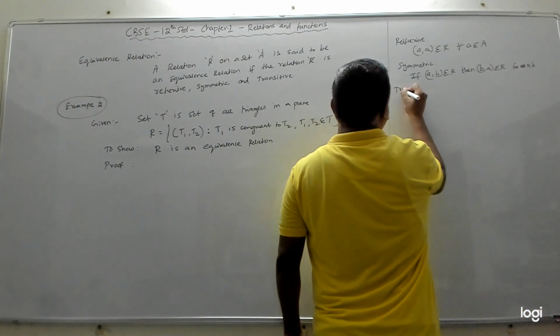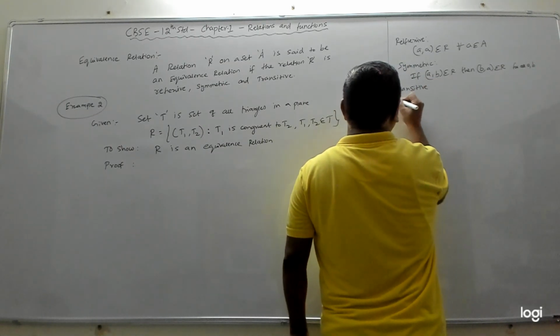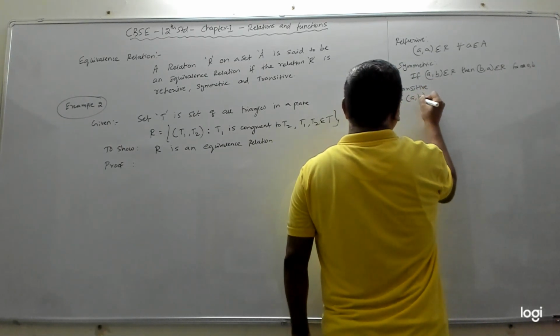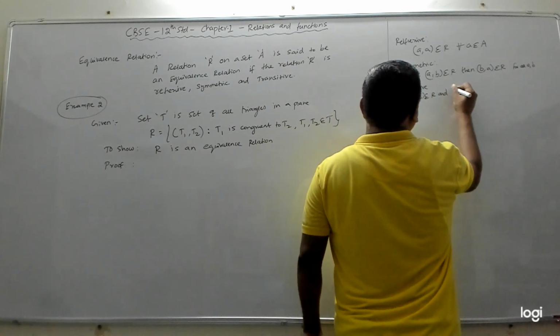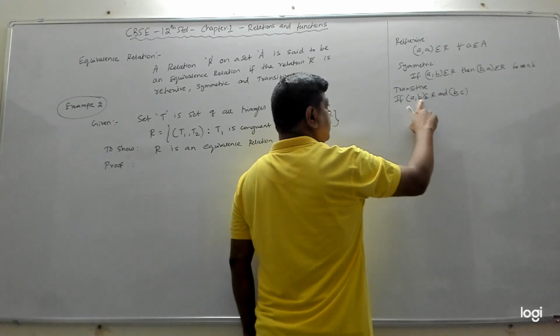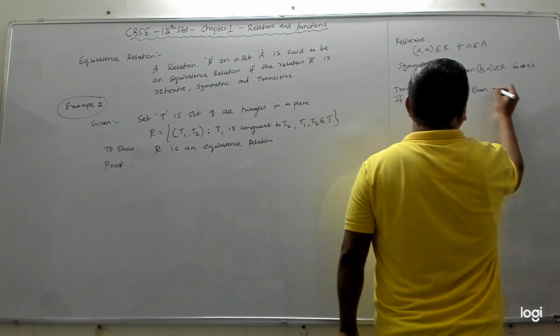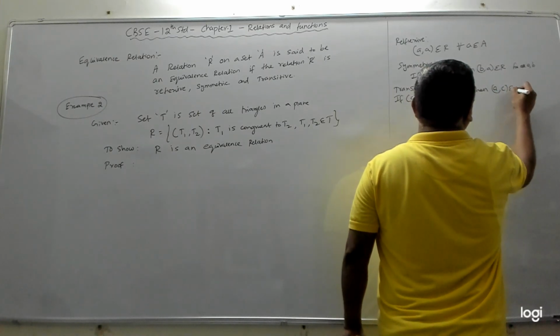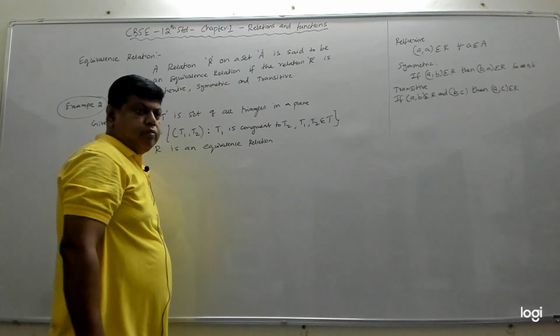Then transitive. Transitive is if (A, B) belongs to R and another element (B, C), where the next element should start from B, comma C, then (A, C) should belong to R. This is also true for all A, B, C, right?